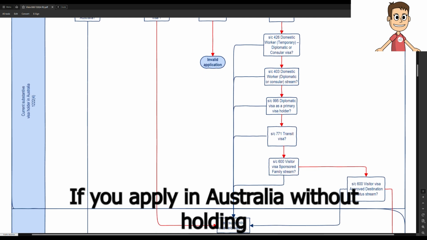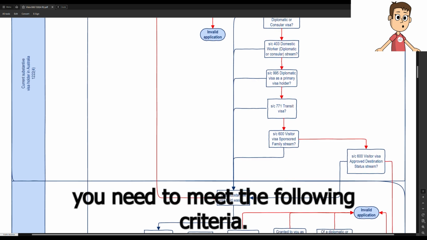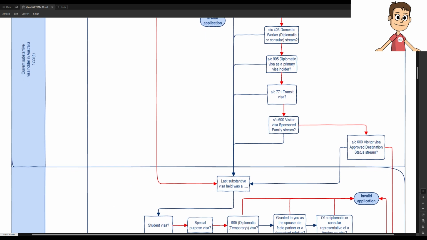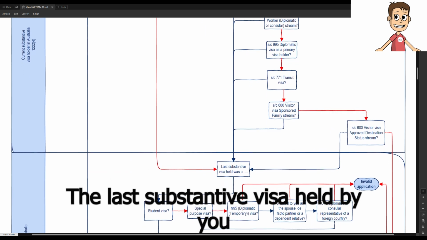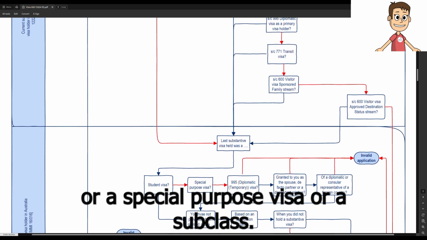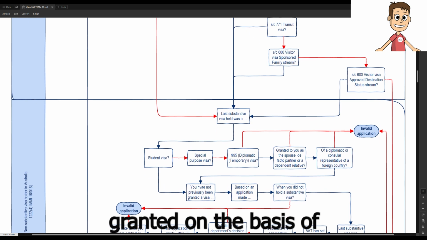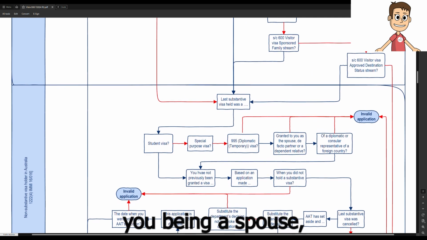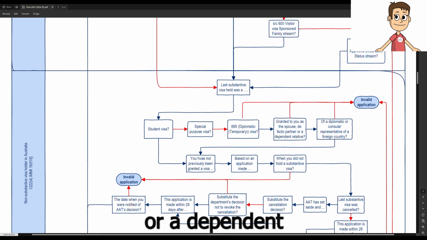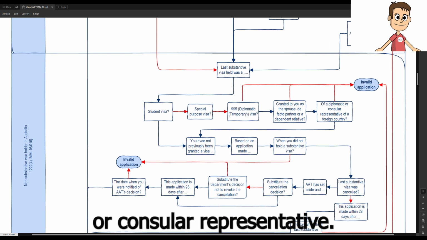If you apply in Australia without holding a substantive visa, you need to meet the following criteria. The last substantive visa held by you must be a student visa, or a special purpose visa, or a subclass 995 diplomatic visa granted on the basis of you being a spouse, de facto partner or a dependent relative of the diplomatic or consular representative.